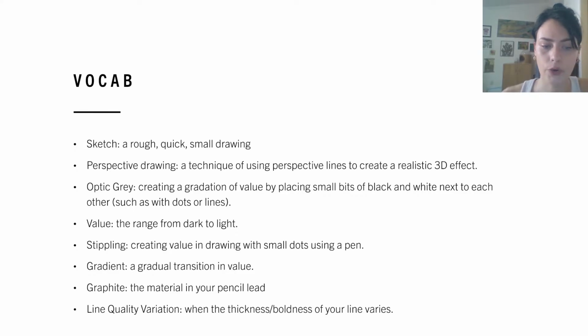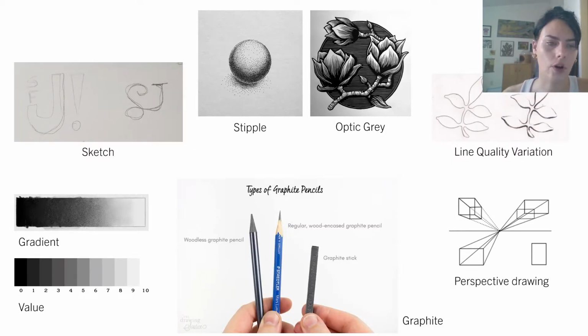Stippling is when you create value in drawing with small dots using a pen. A gradient is a gradual transition of value. Graphite is the material in your pencil lead. And line quality variation is when the thickness or boldness of your line varies. So let's show examples of what all these terms mean. So as you can see, a sketch, you can see these are not polished drawings. These are just loose pencil drawings just to put some ideas down, right?